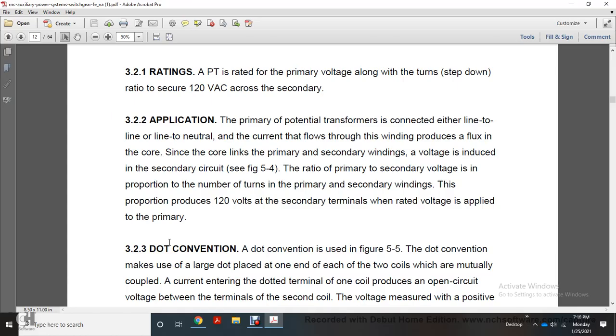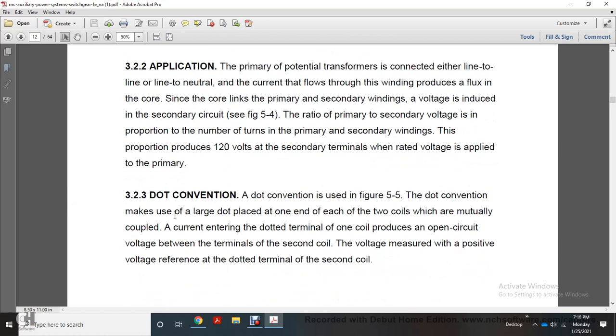Application. The primary of the potential transformer connects with either line to line or line to neutral, with the current flow in the winding producing flux in the core. Since the core links the primary and secondary windings, a voltage is induced in the secondary circuit, see Figure 5.4. The ratio of primary to secondary voltage is proportional to the number of turns of the primary and secondary windings. This proportion produces 120 volts at the secondary terminals when rated voltage is applied to the primary.